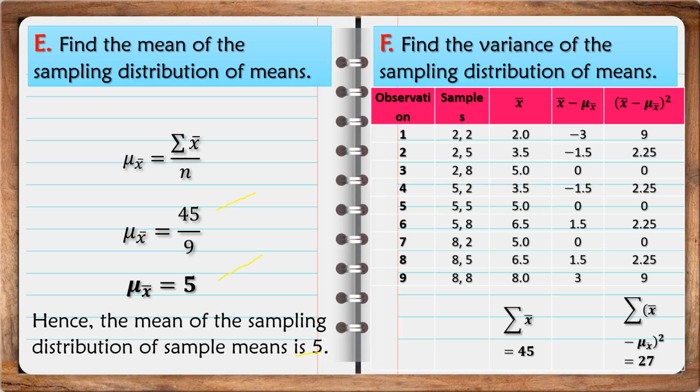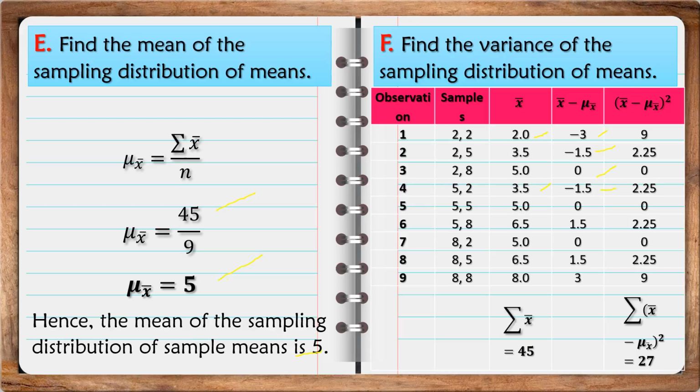Now, find the variance of the sampling distribution of means. Same as what we did, based on the given, we have 5. So 2 minus 5, that is negative 3. 3.5 minus 5, that is negative 1.5. 5.5 minus 5 is 0.5. 3.5 minus 5, that is negative 1.5, and so on and so forth.